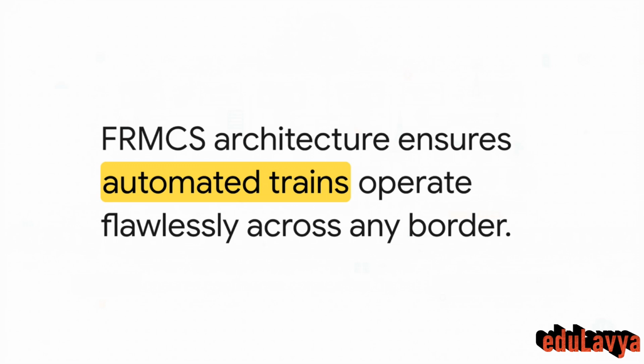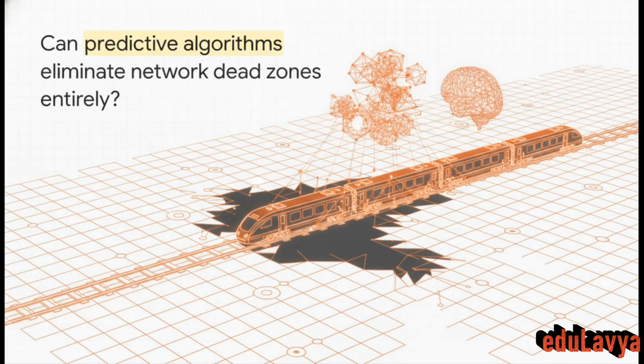It's pretty amazing. So, as we push further toward fully autonomous driving in the rail sector, it really makes you wonder, can these predictive multipath algorithms eventually make the very concept of a network dead zone obsolete?